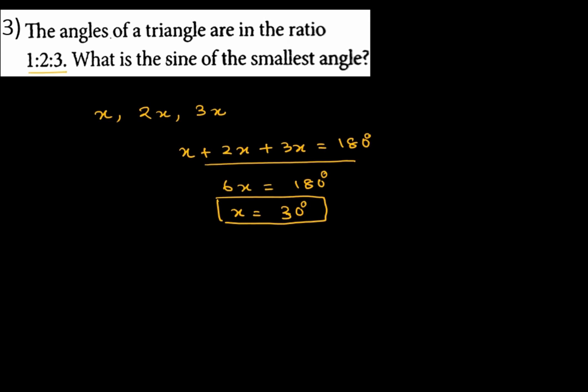That is 180 over 6, that gives you 30 degrees. Now they're asking you the sine of the smallest angle. So if you look at x, 2x and 3x, x is the smallest angle. So we have obtained 30 degrees as the smallest angle. So what is sine of 30 degrees? This is equal to 1 over 2. You obtain this either using your calculator or using the trigonometric table.